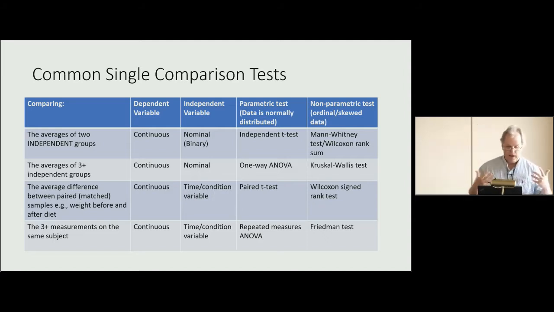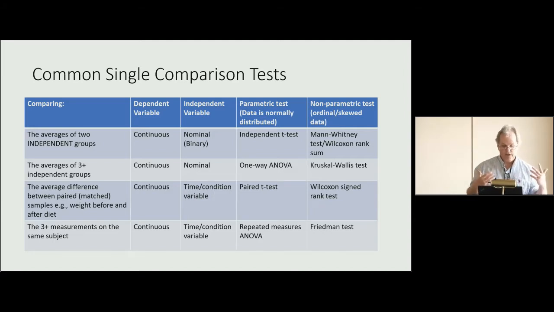If you want to compare the average of three or more independent groups, and your dependent variable is continuous, and obviously your independent variable is nominal, then you use a one-way ANOVA. Okay? For a non-parametric test, the Kruskal-Wallis test is used, right? So it's the non-parametric equivalent to the one-way ANOVA, right? Again, all it's doing is ranking things, using the ranks.